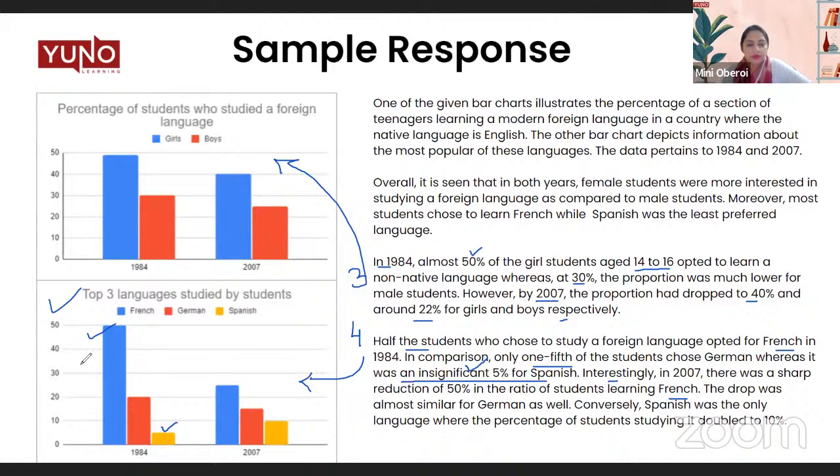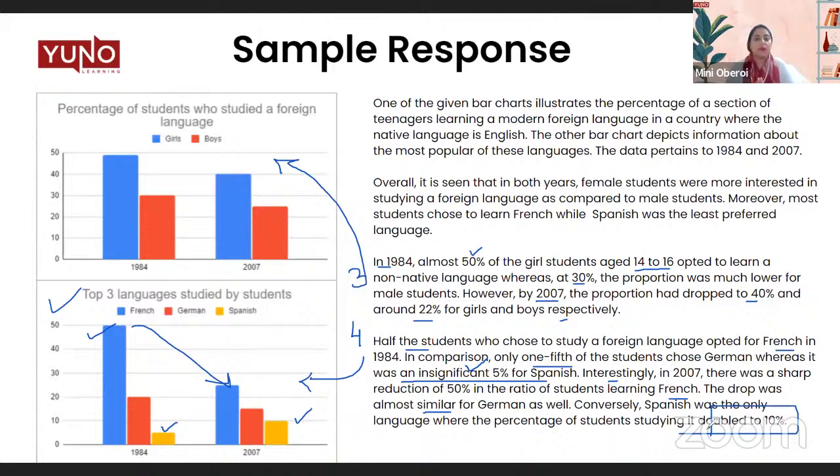After this, interestingly, in 2007, there was a sharp reduction of 50% in the ratio of students learning French. The drop was almost similar for German as well. Conversely, Spanish was the only language where the percentage of students studying it doubled to 10%. Isn't it? If we look at it in 1984, it was hardly 5%. And now in 2007, we can see 10%, right? So this is how we should give the comparison. This is the way how we need to use comparative language also when we write a report.